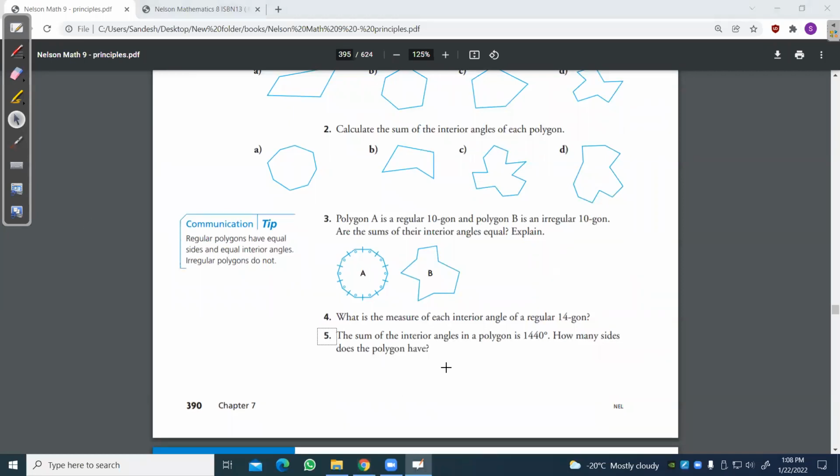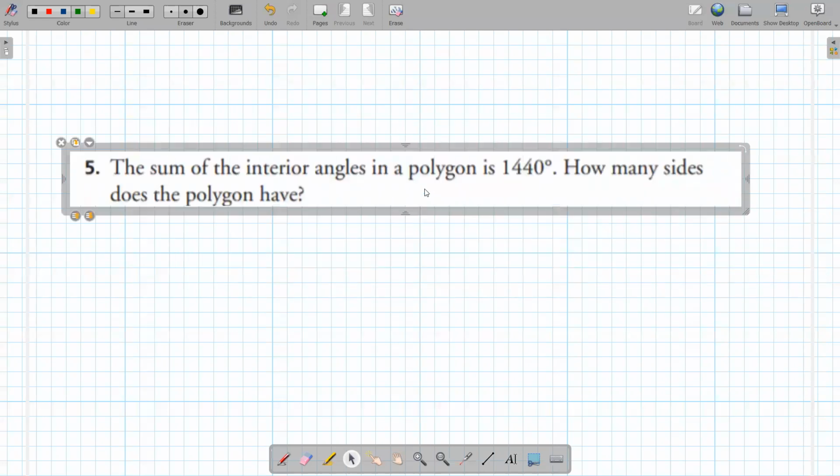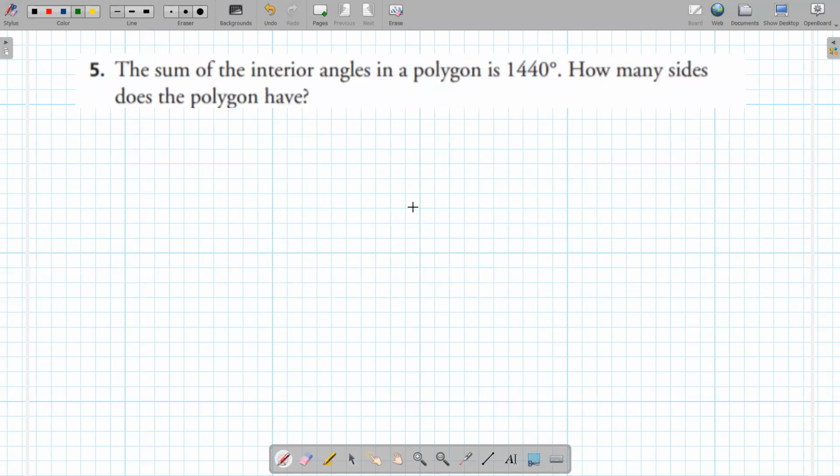Now, what if we flip it? What if they give us, look at this, the sum of the interior angles in a polygon is 1440. We don't know how many sides it has. Could have 20, could have 10. The question is asking us how many sides does it have? Remember, the sum of the angles equals n minus 2 times 180. So now they've given us the sum, and they're asking how many sides there are.